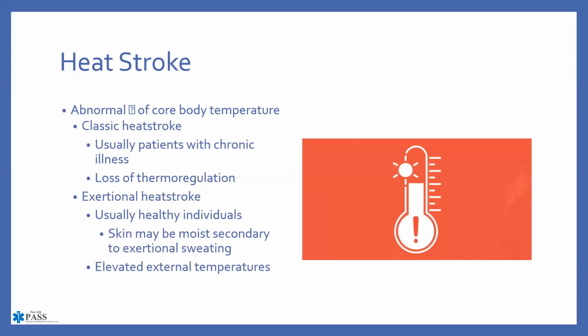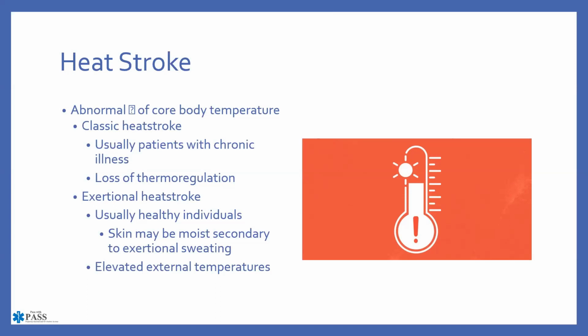The final one here is heat stroke. What happens in heat stroke is an abnormal core body temperature. We kind of say that this is classic versus exertional heat stroke. With classic heat stroke, usually the patients are going to have some type of chronic illness and they have lost their ability to thermoregulate. So maybe they have a tumor of their hypothalamus that is not able to keep up and regulate temperature anymore. So most of the time it is related to an illness, but the end result remains the same.